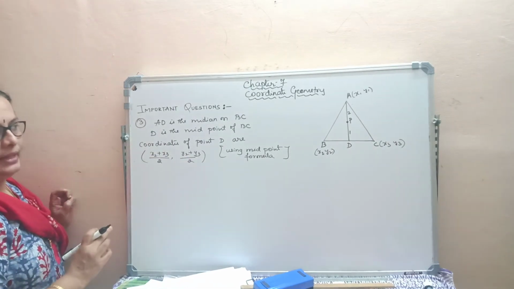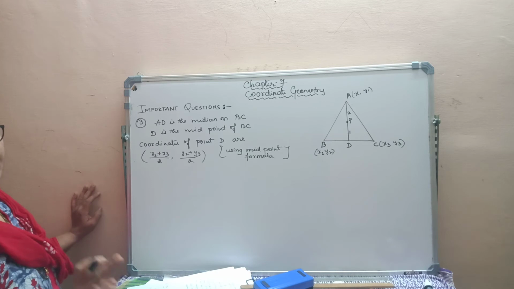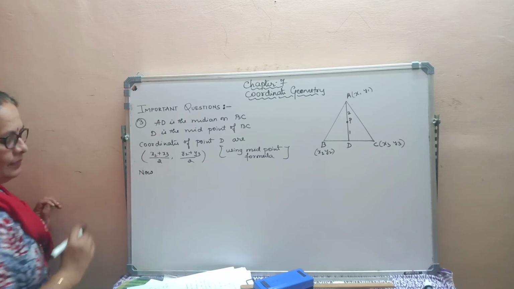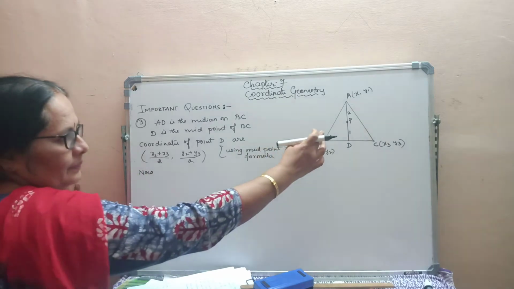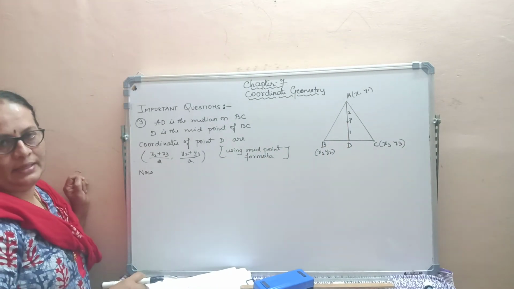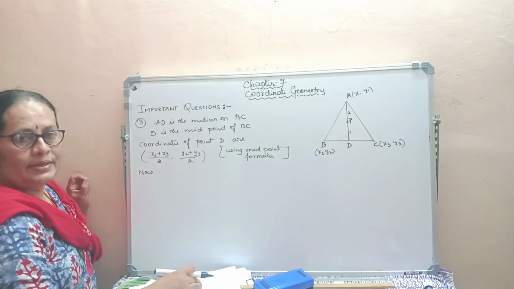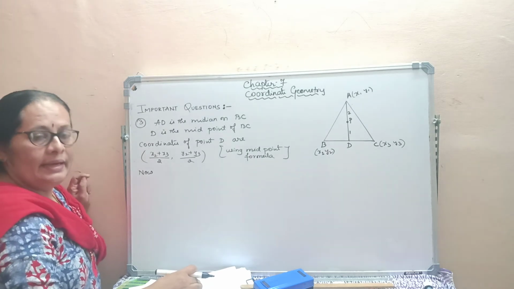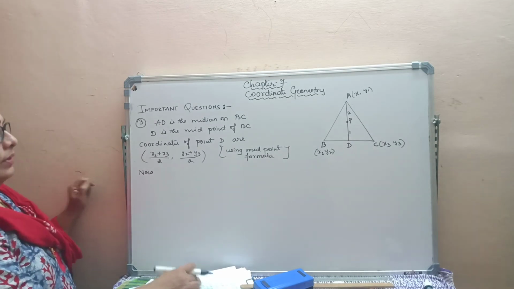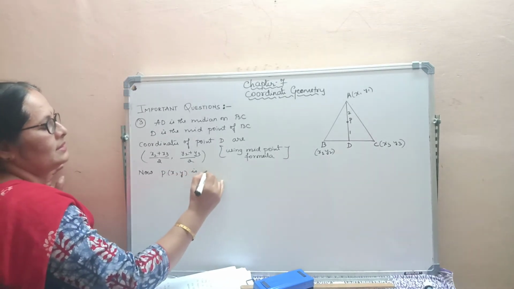Now next you need to prove that the centroid equals (x1 plus x2 plus x3 upon 3, y1 plus y2 plus y3 upon 3). You know that point P divides the line segment AD. P is the centroid of this triangle. What is a centroid? The intersection of the three medians of a triangle is called the centroid. Now P(x, y) is the centroid.